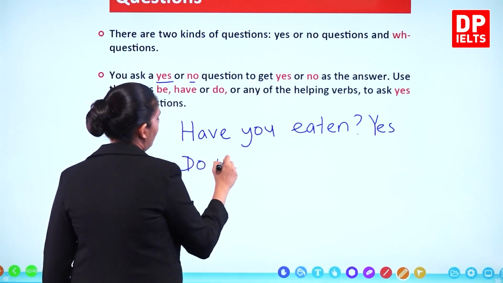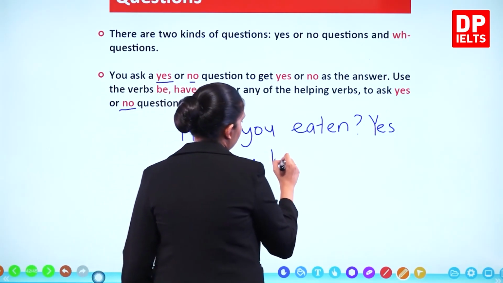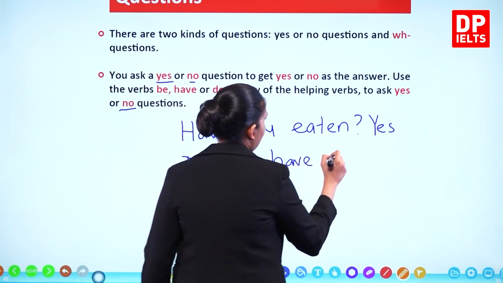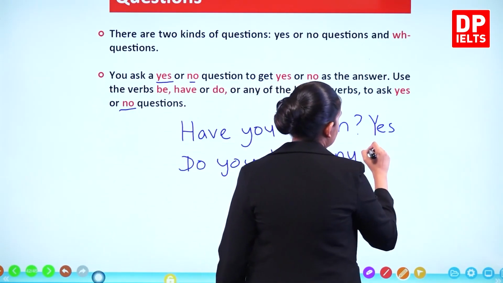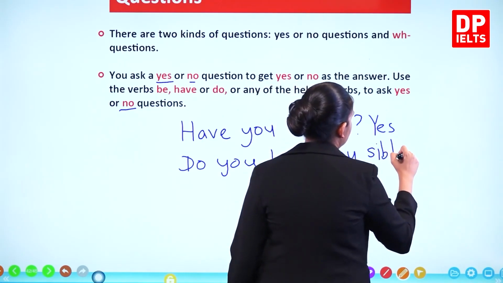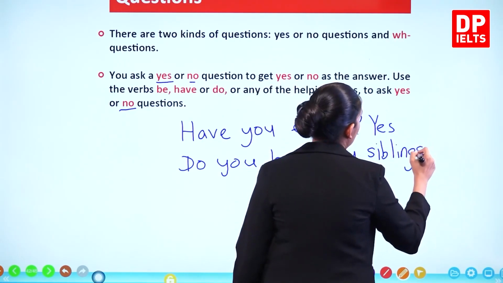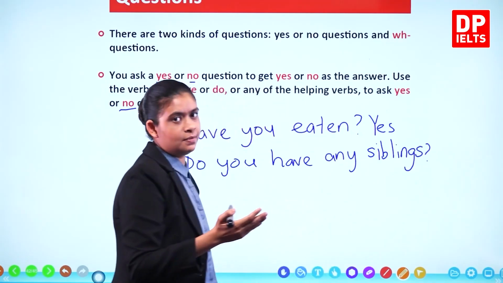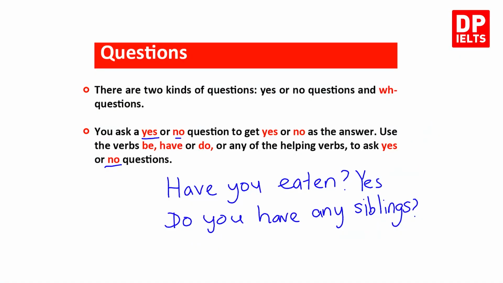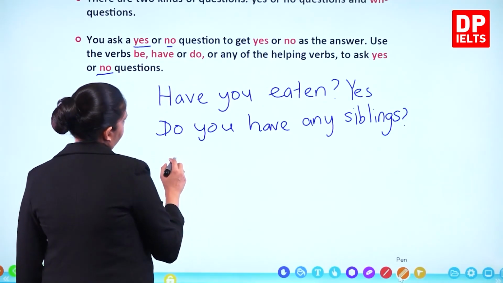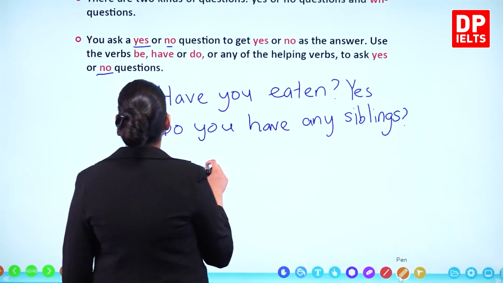Do you have any siblings? So you can ask, do you have any siblings? Do you have any siblings? உங்களுக்கு சகோதரர்கள் உண்டா? Yes. Let's take one.